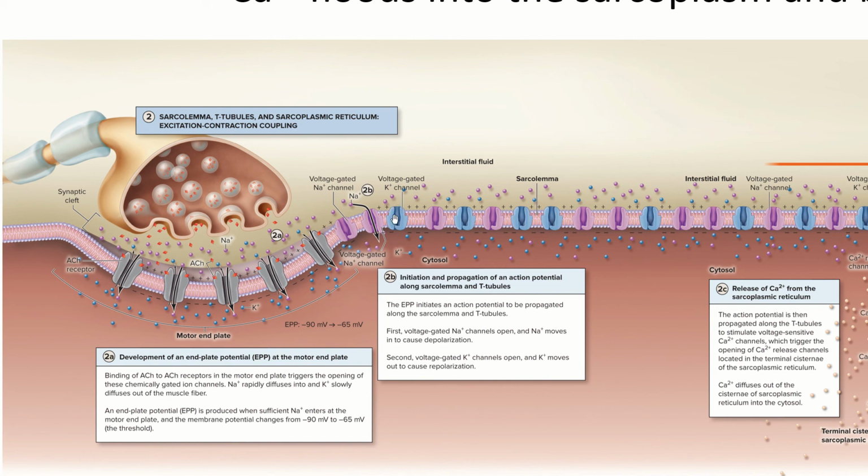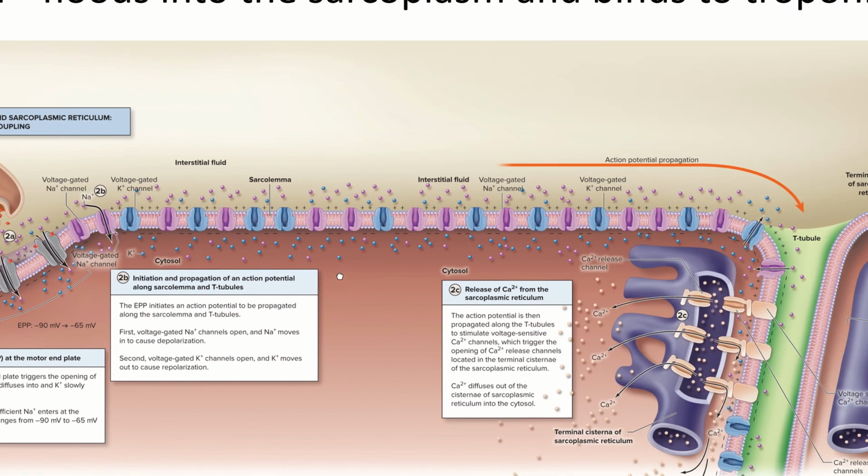As the potassium channels are opening, the sodium channels will close. So we're no longer getting any sodium coming into the sarcoplasm, but now we're going to lose potassium. And as we lose potassium, we're going to leave behind negatively charged protein anions, and we're going to repolarize our membrane, bringing us back into the negative values.